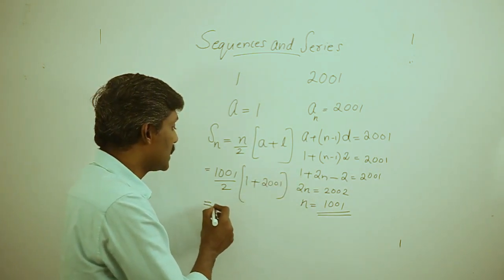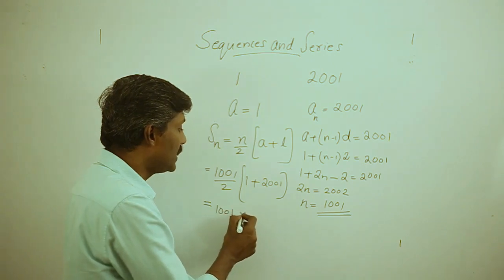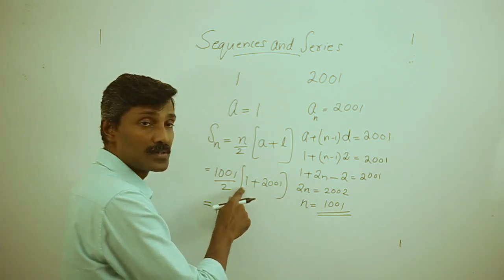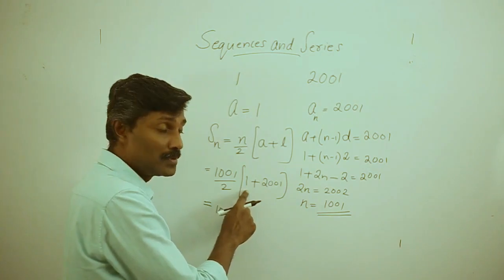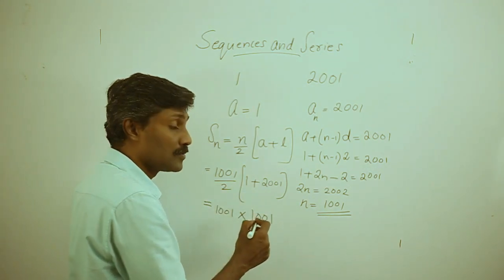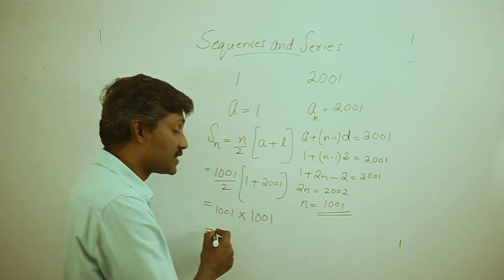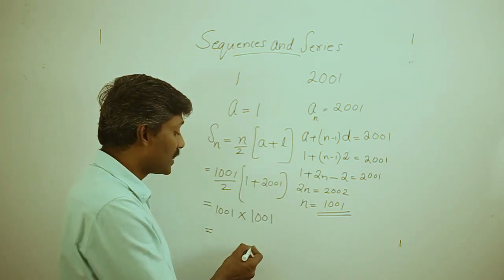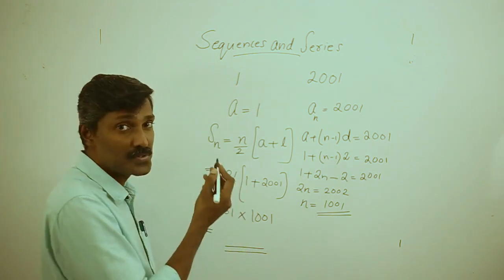Correct? So this becomes 1001 into, now what is 1001 plus 1? Sorry, 2001 plus 1, that is 2002. Divided by 2 is again 1001. So 1001 into 1001 is 1001 the whole square. And now it's up to you to find out what is the value of this. But this is how you solve it.